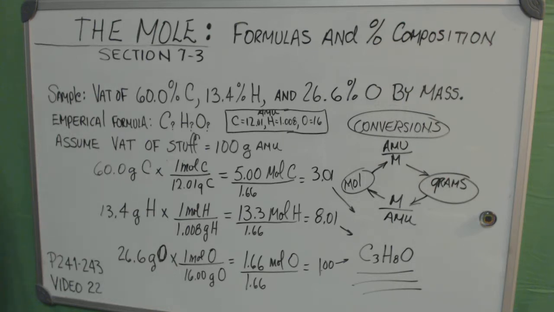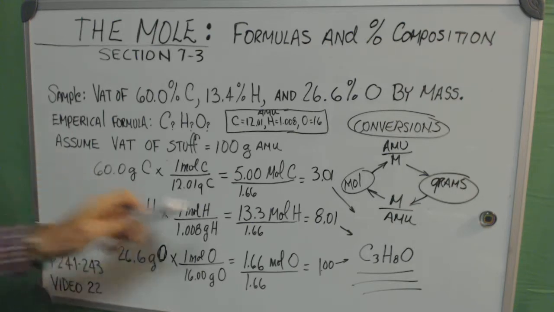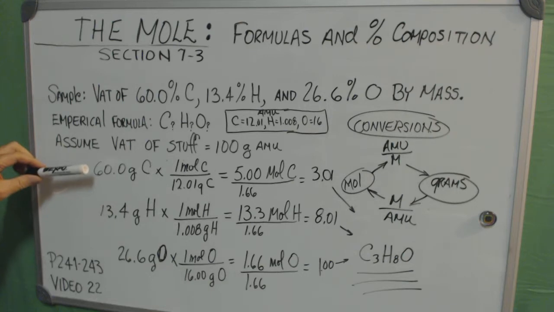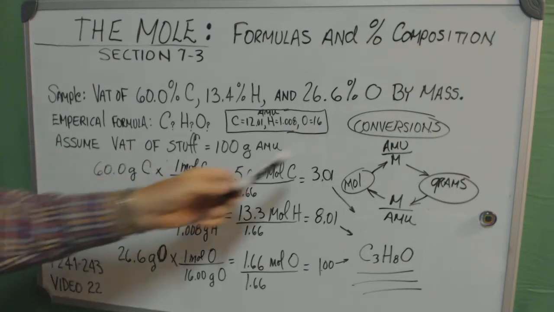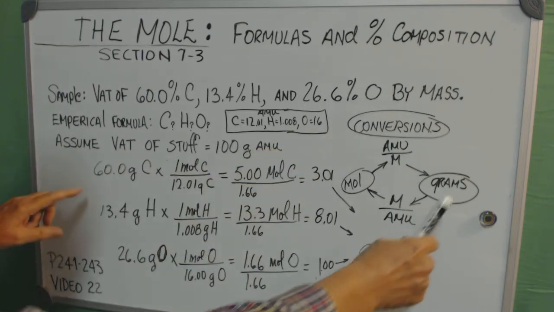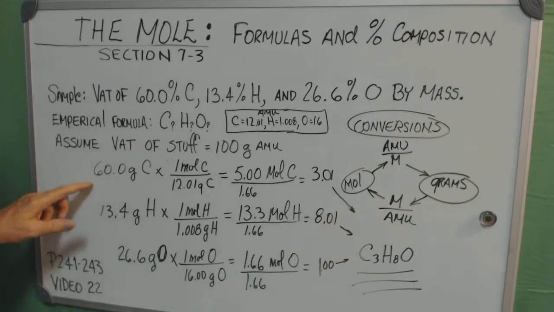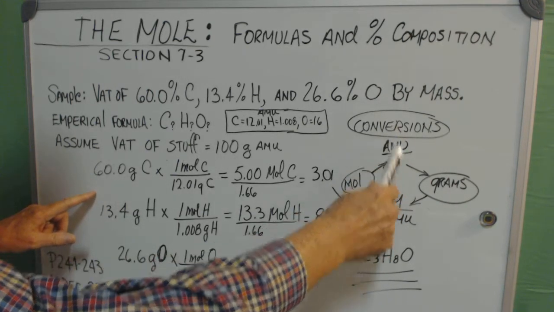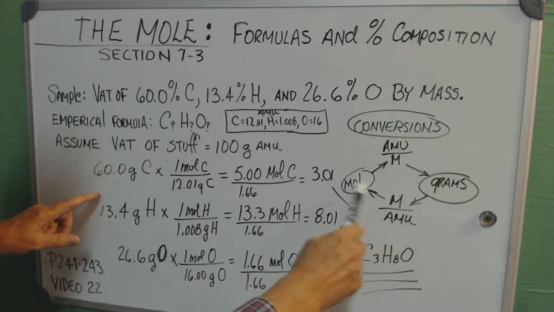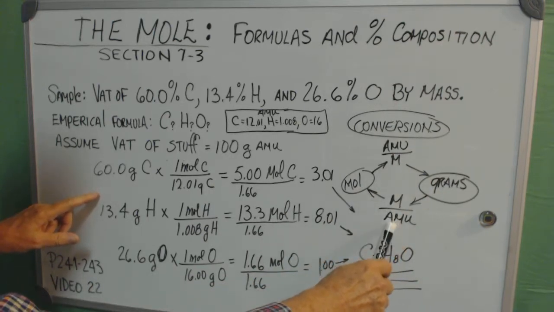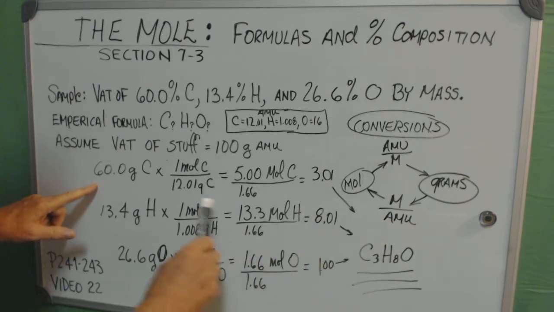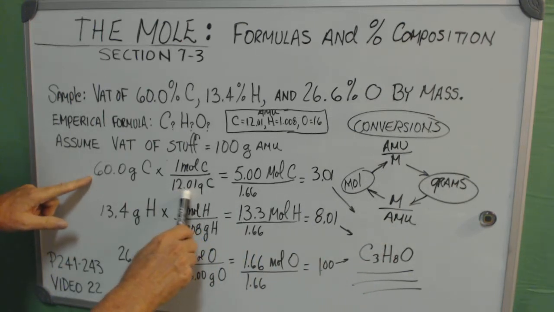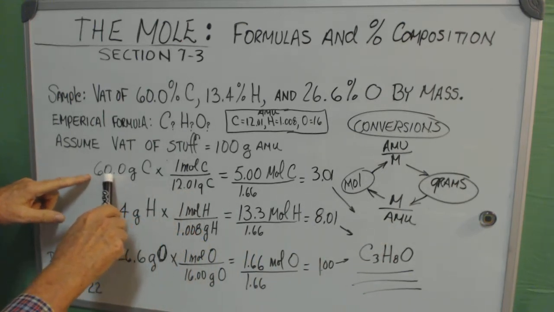So now I can take my 60 grams and convert it into the number of moles, right? I have to use a conversion factor. I'm going from grams to moles, so I need moles on the top and grams on the bottom. So I look up my AMU, I put it on the bottom, and here's my grams.